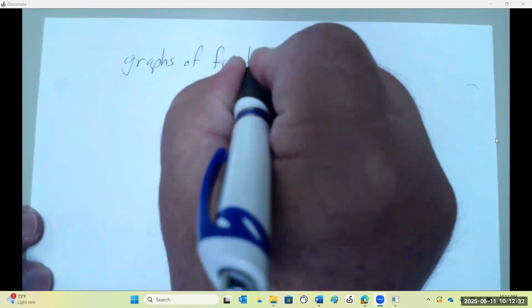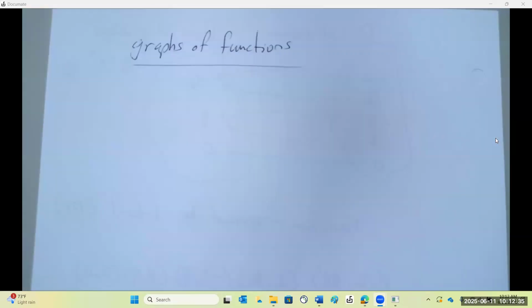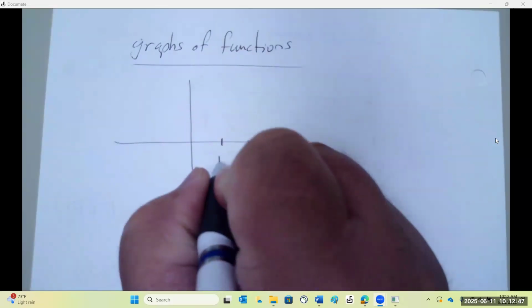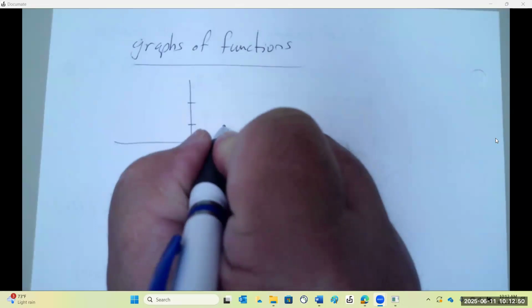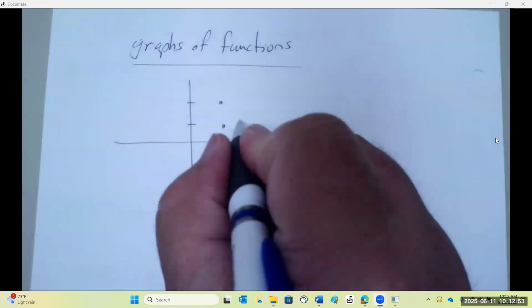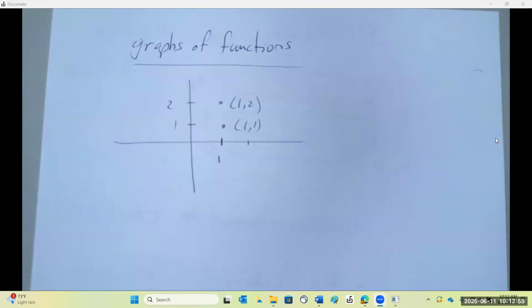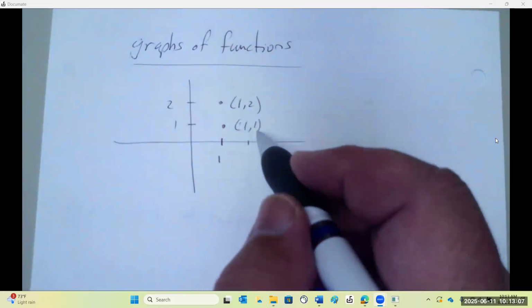Let's look at graphs of functions. Remember what I said. If you have a graph, if you have a function, if you have the same x value, let's say it's 1, and if I have two y values, this one is (1, 1), and this one is (1, 2). Is that a function? Why? Because the x values are the same, but the y values are different? Not a function.